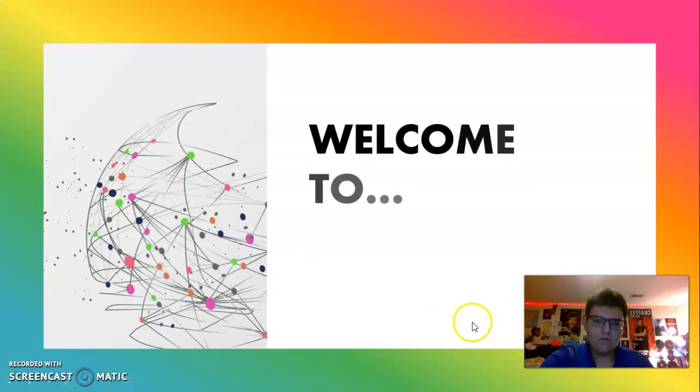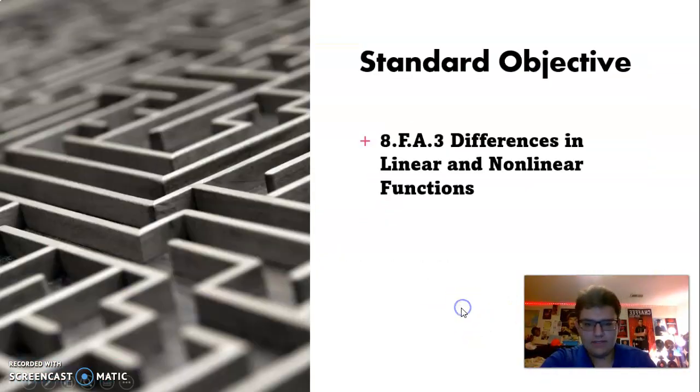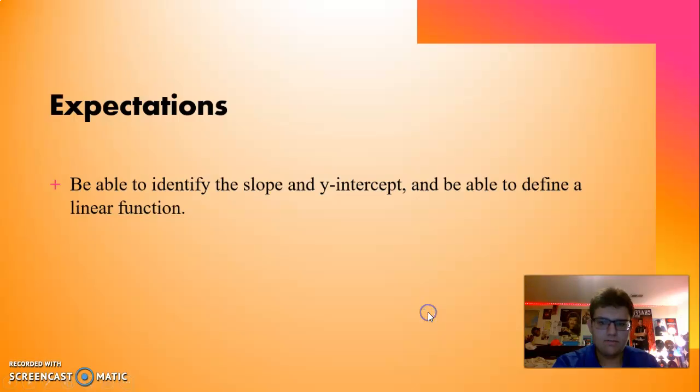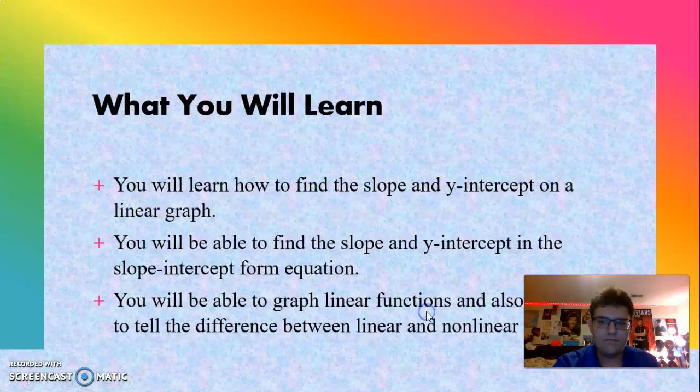So, what we have reviewed is our standard objective, 8FA3, differences in linear and nonlinear functions. Student objectives are to learn the slope-intercept form equation as a linear function. Students will also learn to distinguish the difference between linear and nonlinear functions. Expectations are to identify the slope and y-intercept and be able to define a linear function.